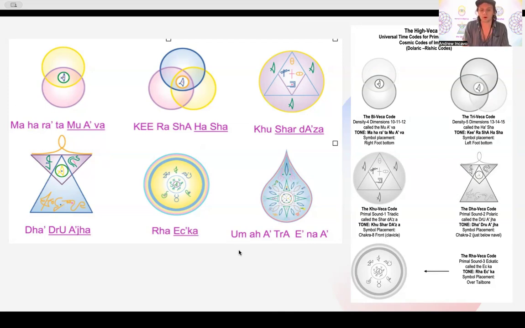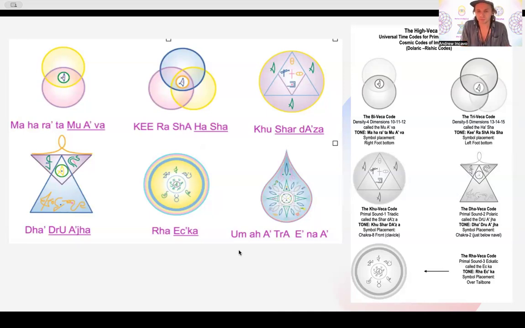So the Maharic seal is pulling in 11D and 12D light from your 12D Templar grid, right? So this is the infinite flow of natural organic source. You're not pulling it in from some artificial timeline or whatever. It's from natural organic source. If you want to pull in energy from higher realms, you can using the high Veca codes. So I'm going to just read the chart here to the right, and it's in color on your left.